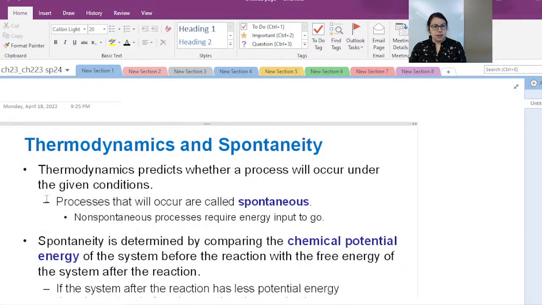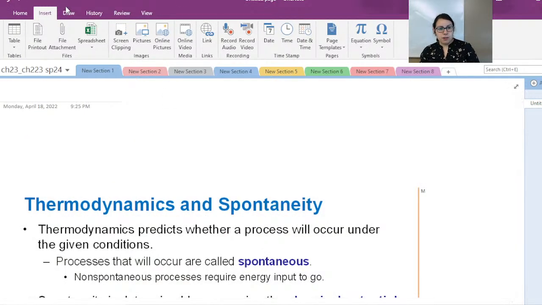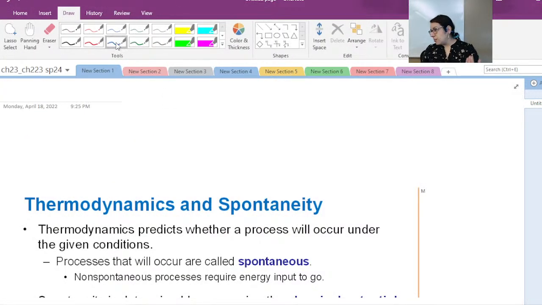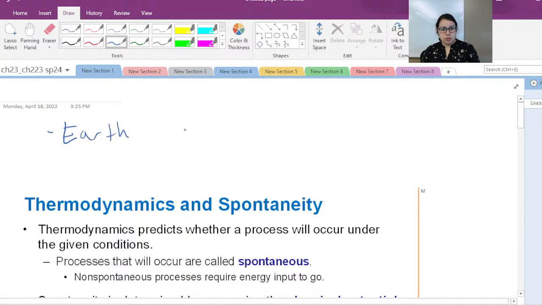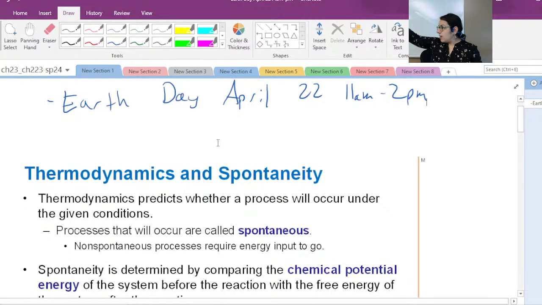All right, let's go ahead and get started. Just a quick reminder, we have our Earth Day celebration on Monday. I know many of you have class, but if you can come out, it'd be great. So Earth Day, April 22nd from 11 a.m. to 2 p.m. I'll be out there with my Chem 104 class, and there'll be local vendors and stuff showcasing their organization. And then lots of handouts at the front for you guys.